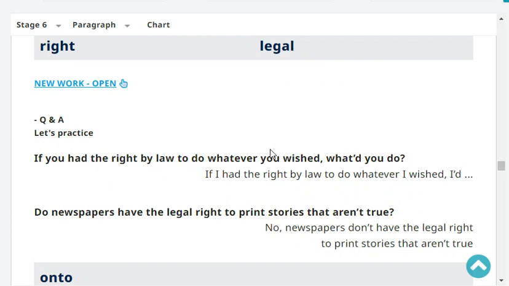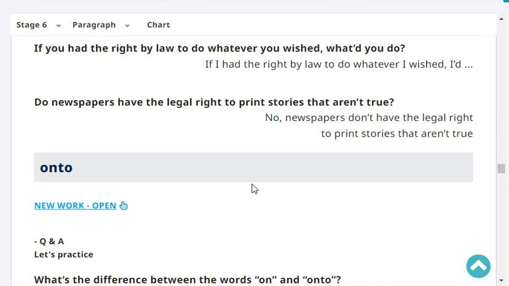If you had the right by law to do whatever you wished, what would you do? If I had the right by law to do whatever I wished, I'd go to other countries for free. Very good.